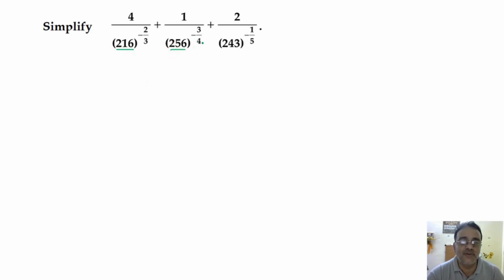यहाँ डिनोमिनेटर में जो भी रहेगा वही पावर पे लिखना है. So how will you write? 6 to the power 4. No, 4 to the power 4, sir. Right. And how will you write 243 in power of 5?